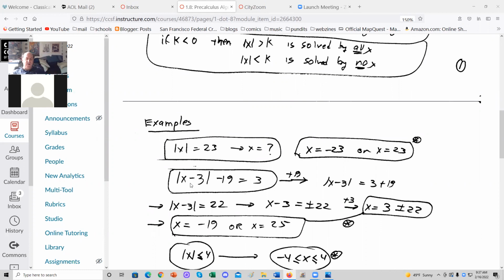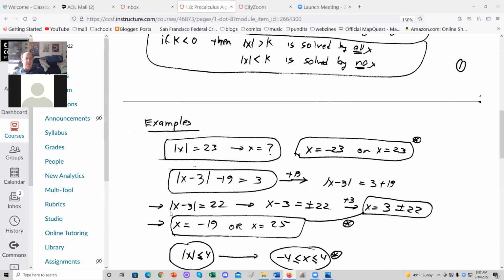Absolute value of x minus 3, that quantity minus 19, equals 3. Well, first we'll want to isolate the absolute value. So we'll add 19 to both sides. That'll cancel it on the left. And then you get on the right 3 plus 19. Absolute value of x minus 3 equals 3 plus 19. That simplifies to absolute value of x minus 3 equals 22.